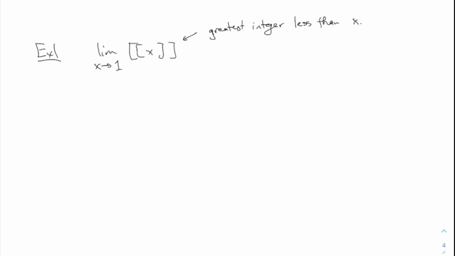You can think of this as just rounding down the number. So for instance, the greatest integer of 4 is 4, but the greatest integer of 3.7 is 3, right? You just throw away the decimal part. The greatest integer of pi is also 3.